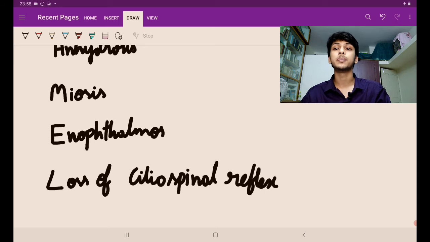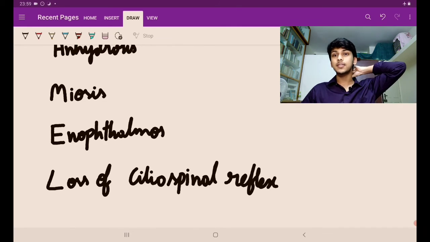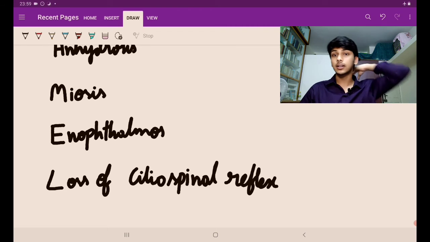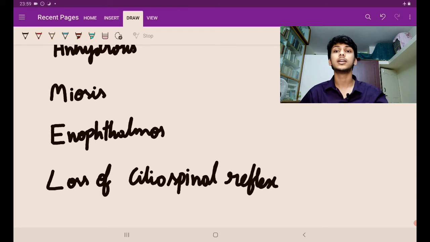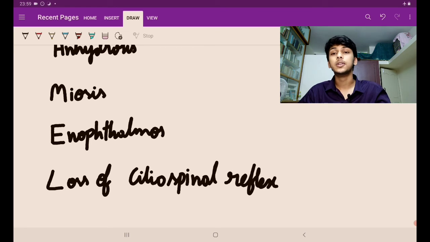And there is loss of ciliospinal reflex. Ciliospinal reflex is one of the reflexes. We will be learning that in physiology. See, if you give a painful stimulus to the neck, the face, or the upper part of the trunk on the ipsilateral side, there will be dilatation of pupil. That is known as the ciliospinal reflex. That will be lost in Horner syndrome.